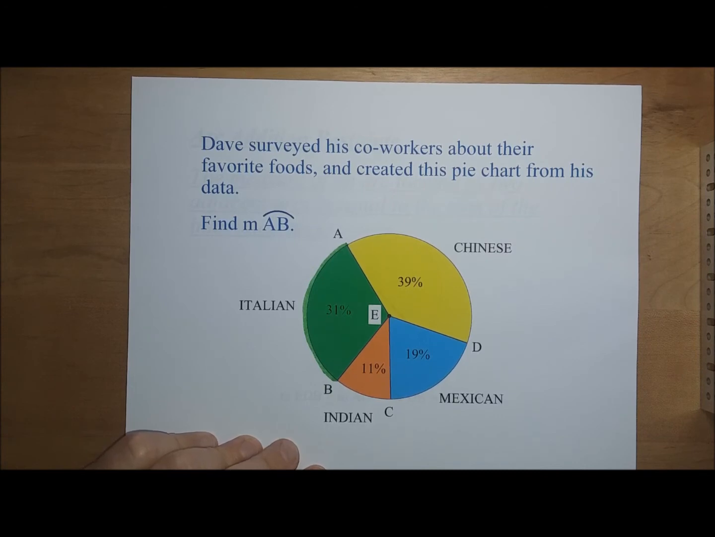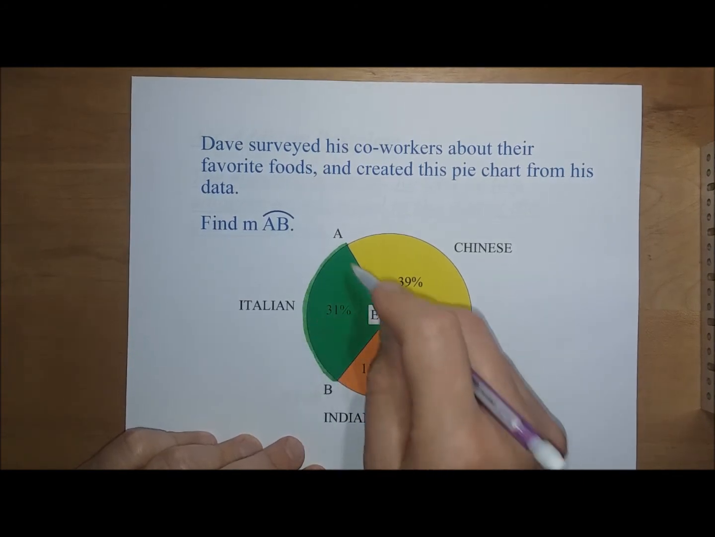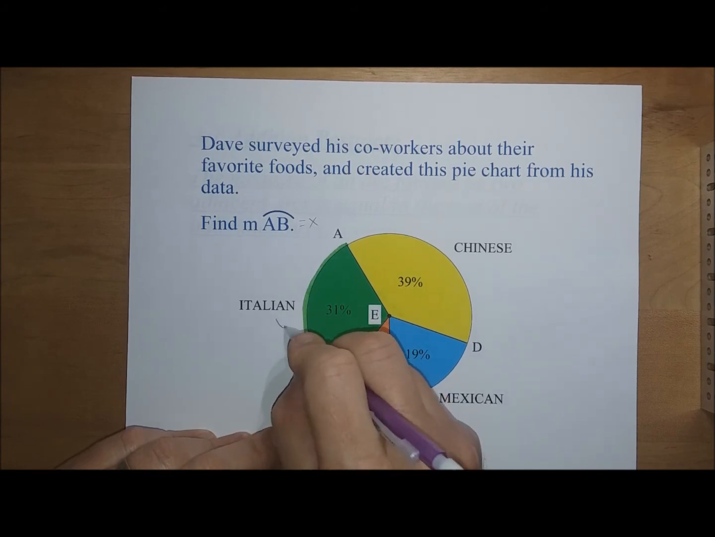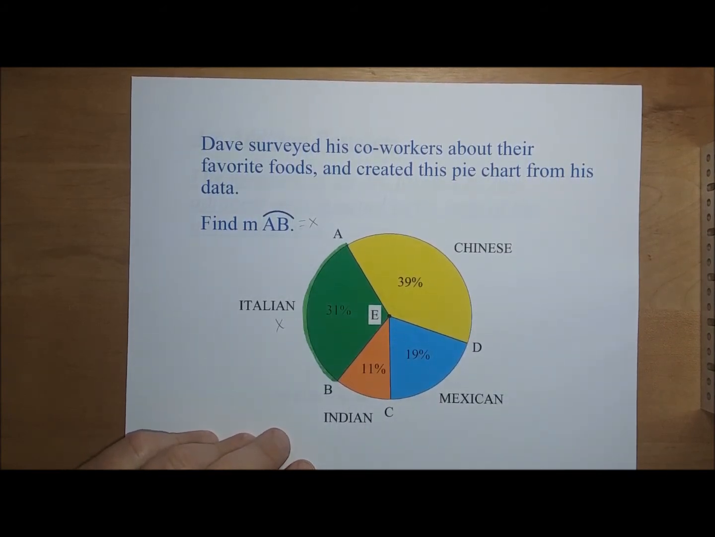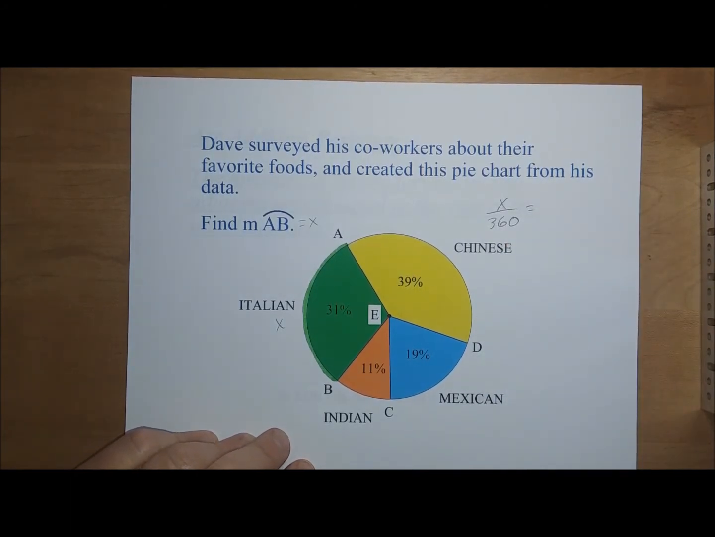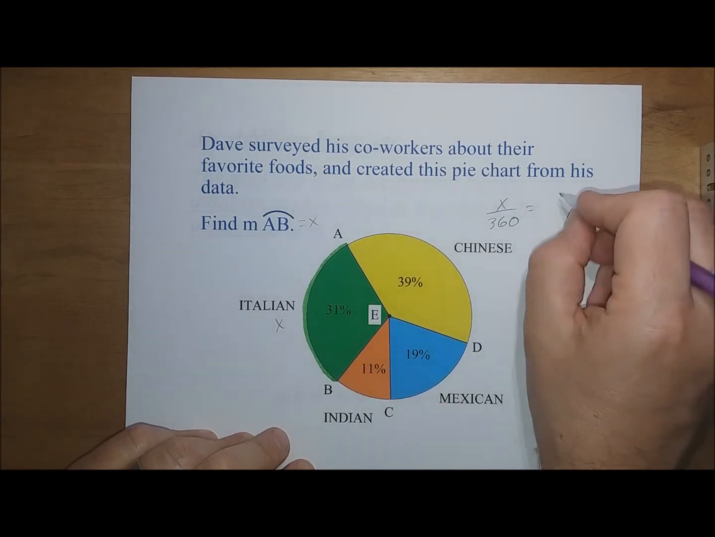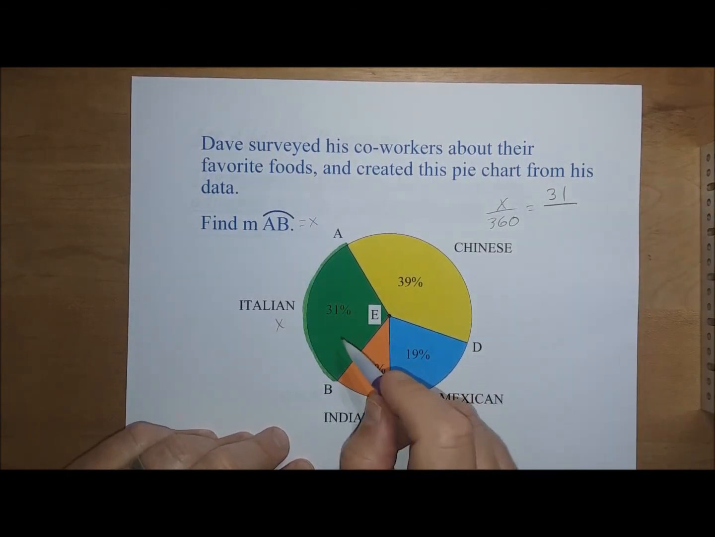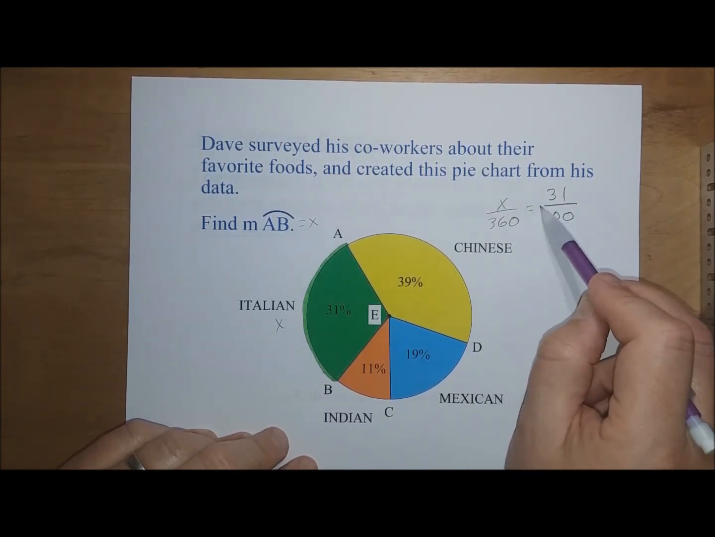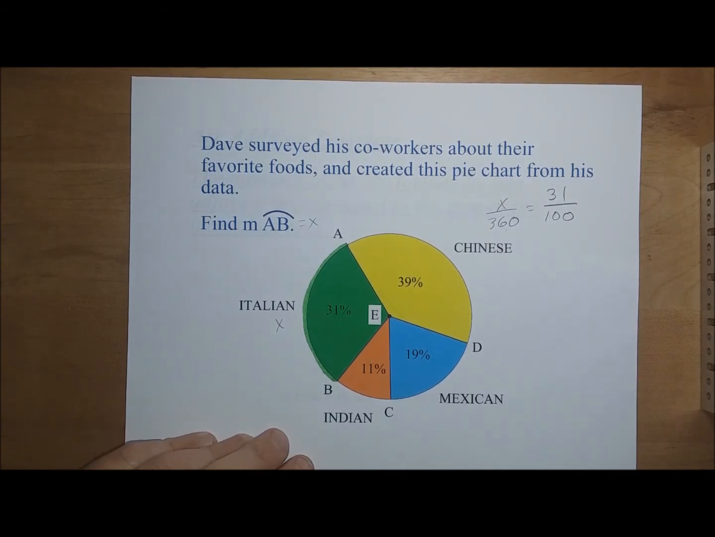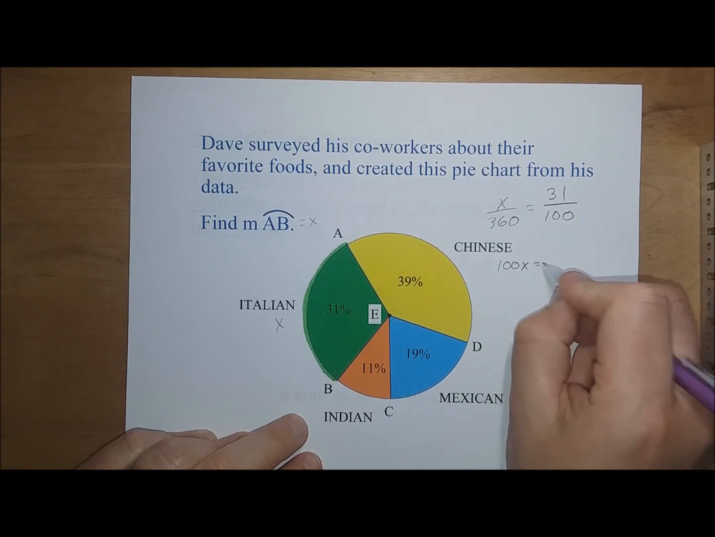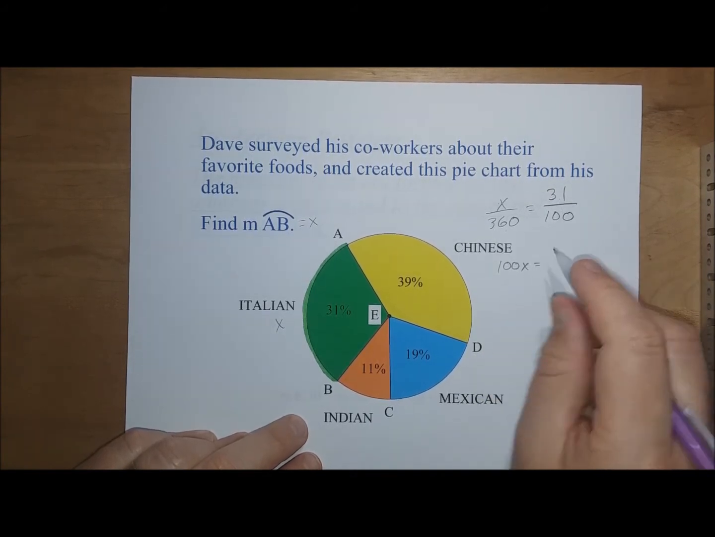Could we say that we're looking for the measure of arc AB? Let's call that X. Okay, let's call this X out here. It's the measure of that arc. And isn't it safe to say that X over 360 should equal 31%, percent is per 100, right? 31 over 100. Part to the whole should equal part to the whole, right? When we're doing proportions like that. So our cross products here are going to be 100 times X equals 360 times 31.